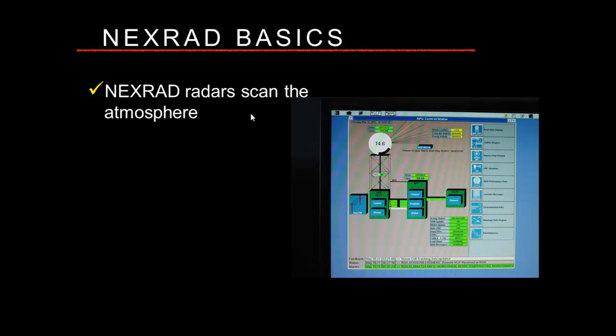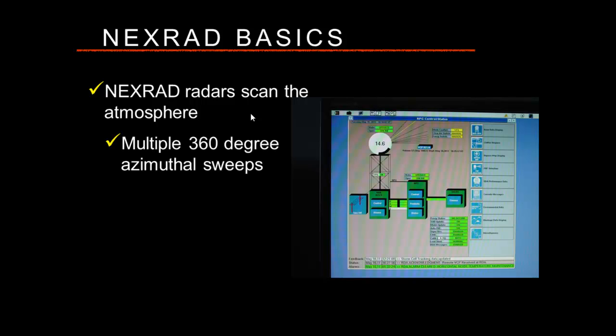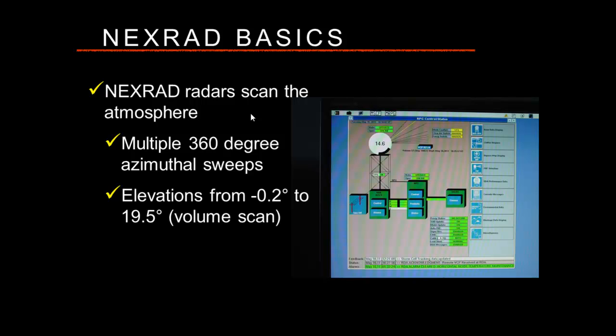Now, of course, the NEXRAD radars scan the entire atmosphere. They make multiple 360-degree sweeps, and those elevations range from a negative 0.2 degrees to 19.5 degrees. We call that a volume scan. For years it was only down to a half a degree at the lowest elevation, but they've been experimenting with lowering the lowest elevation as far as minus 0.2 degrees, for instance out in the San Francisco Bay Area.